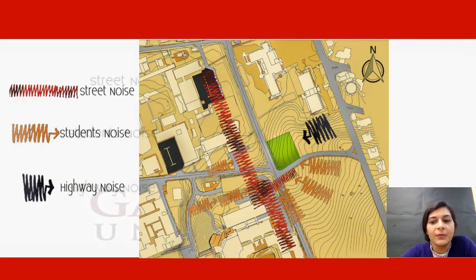This is another example of site analysis, showing the different types of noise. Noise is also something we have to mark on our site: which type of noise your site has, whether highway noise, student noise, banquet hall noise or street noise. You have to mark every type of noise in your sheet of site analysis.